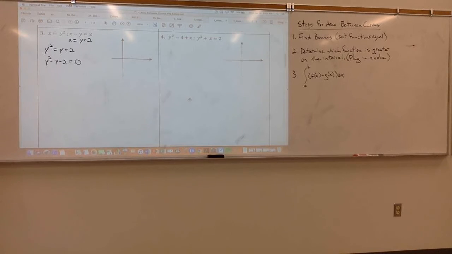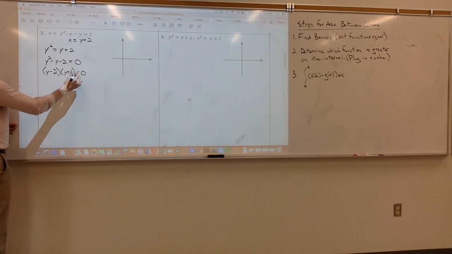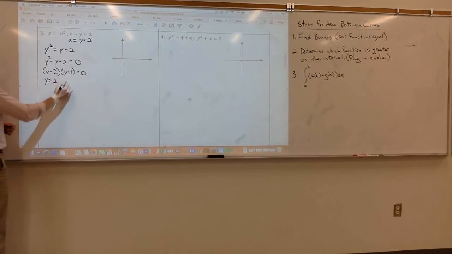Yeah, try to factor. Are there 2 numbers that multiply to negative 2 that add to negative 1? I think there are. Negative 2 and 1. So that means my bounds would be 2 and negative 1.